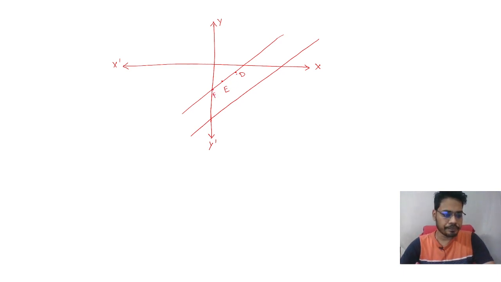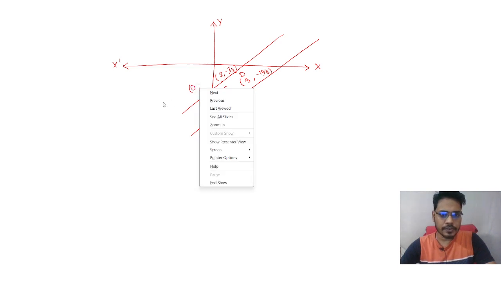The coordinates are 3 comma minus 10 by 3, and E is, the coordinate of E is 2 comma minus 7 by 3, and this point is 0 comma minus 16 by 3.